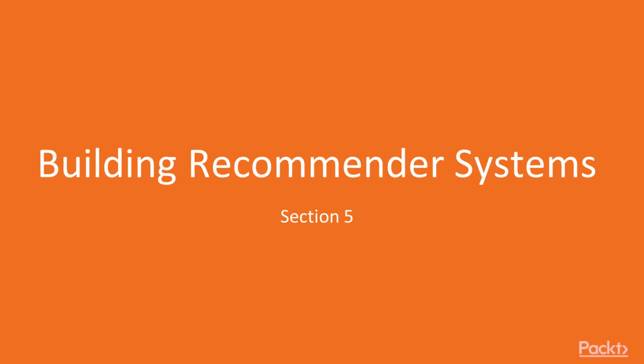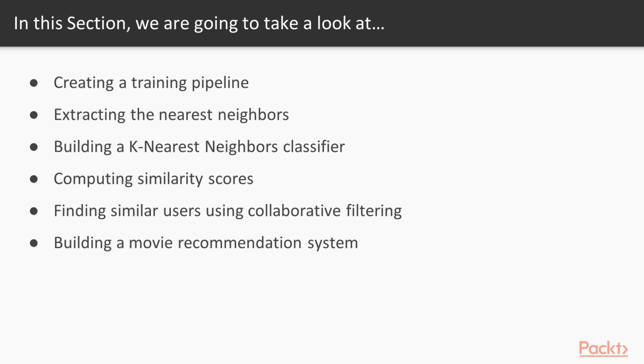Hi, and welcome to the last section of this course, Building Recommender Systems. In this section, we will first create a training pipeline. Then we will extract the nearest neighbours and build a k-nearest neighbours classifier. Moving ahead, we will compute similarity scores and find similar users using collaborative filtering. Finally, we will be building a movie recommendation system.